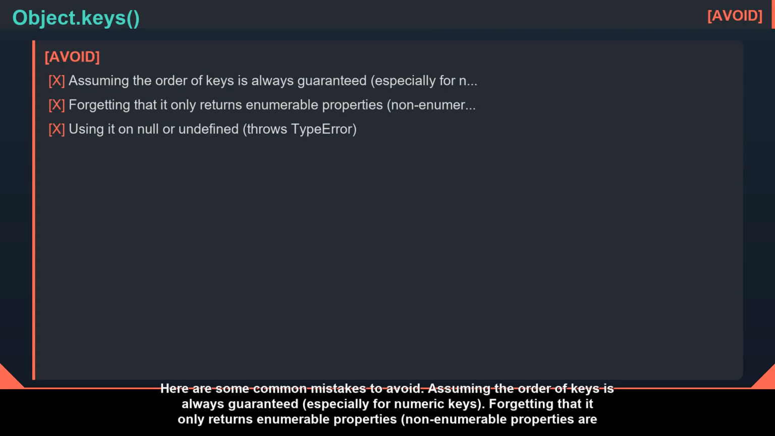Here are some common mistakes to avoid. Assuming the order of keys is always guaranteed, especially for numeric keys. Forgetting that it only returns enumerable properties; non-enumerable properties are excluded. Using it on null or undefined throws a TypeError.